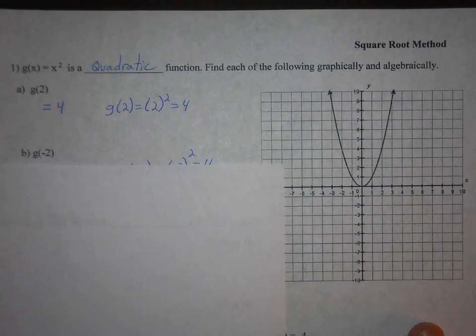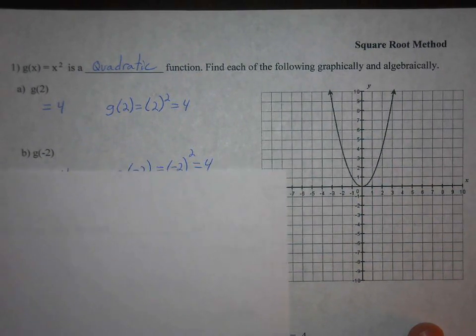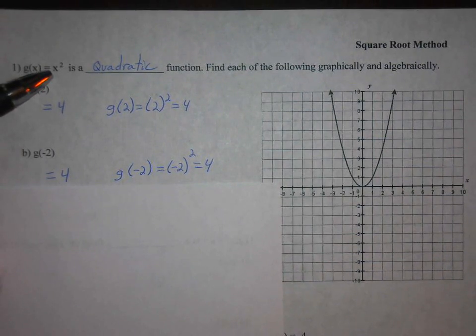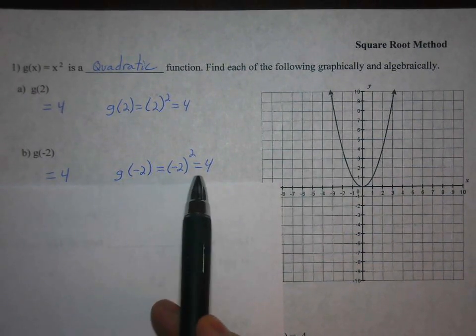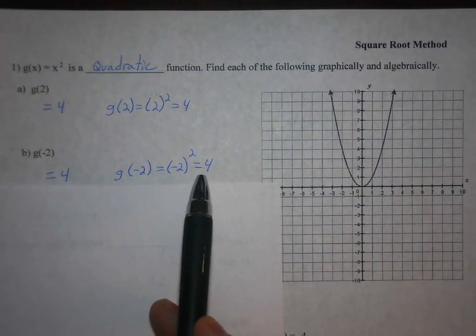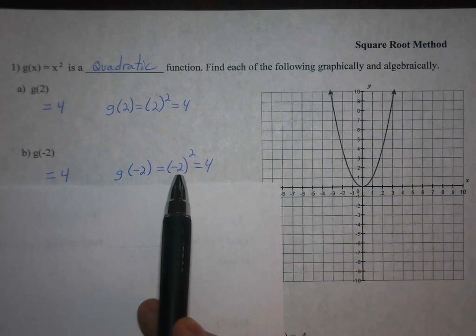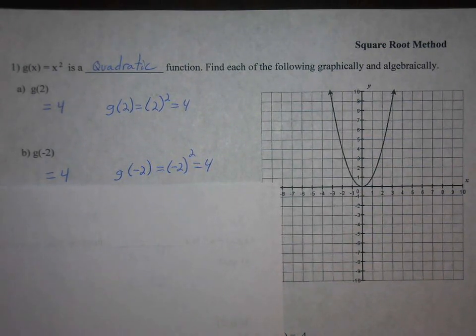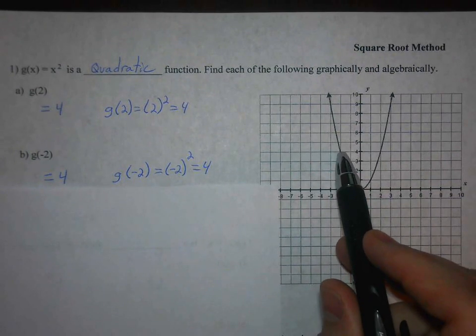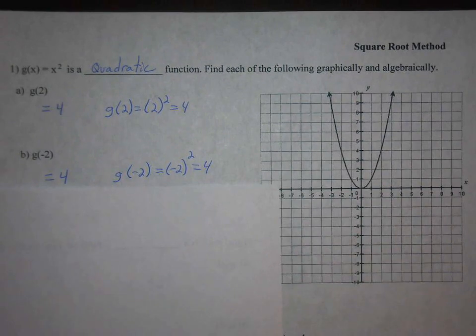And the next one, g of negative 2, same idea. You're going to put negative 2 into your function for the x value. And negative 2 squared is positive 4. People miss that all the time because they'll say negative 4. Whenever you substitute into a function, if you put parentheses around the number that you're substituting, then you won't miss it. When x is negative 2 on the graph, we're up here at a y value of 4. So that's graphically how you solve that.